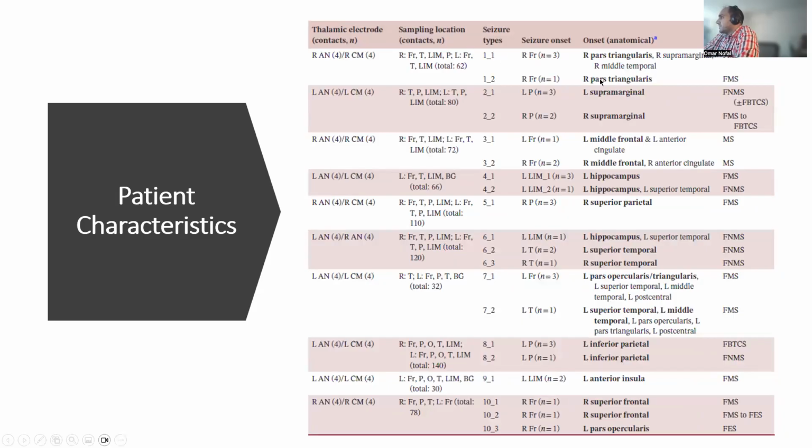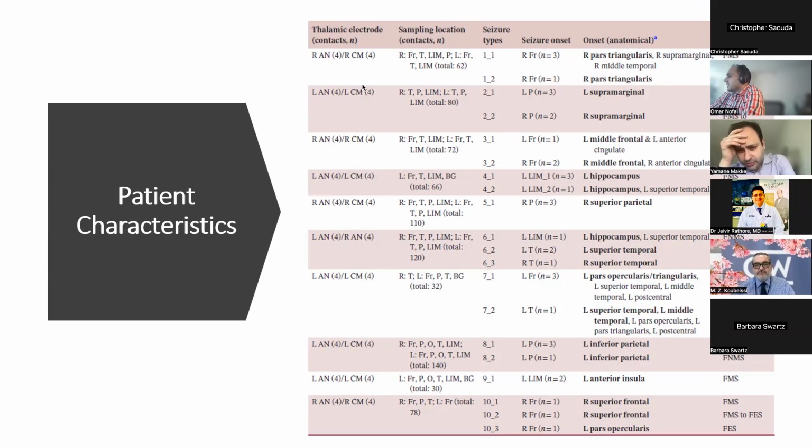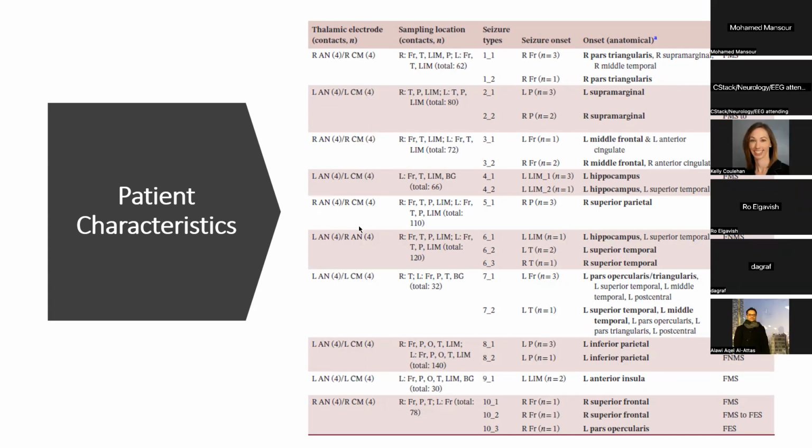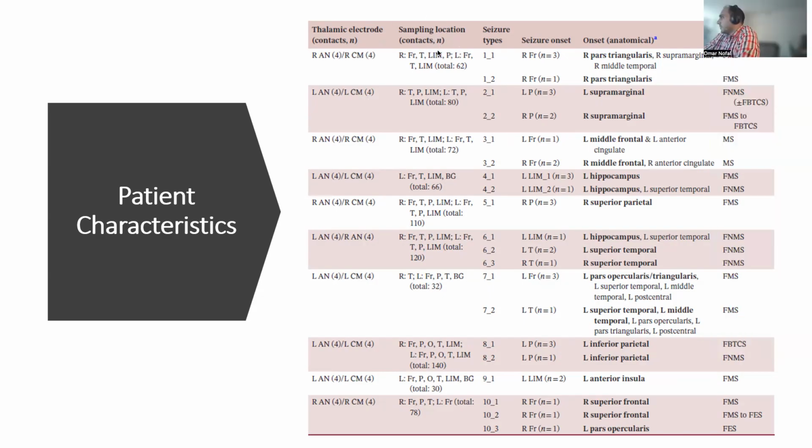From what we can see here, you can see the different thalamic contacts on the right or the left, AN or CM. Most of the patients had implants in both the anterior nucleus and the centromedian nucleus. These are the other locations in the non-thalamic regions. These are the seizure onsets, whether frontal or temporal limbic onsets, and the type of seizures, whether focal motor seizures or non-motor or electrographic.